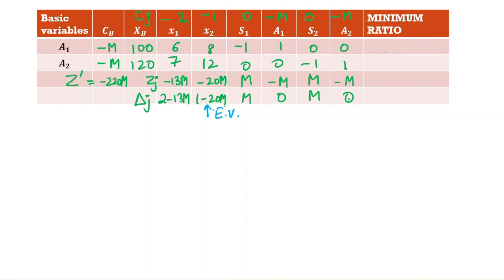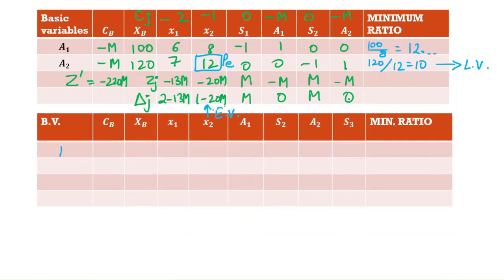Now to decide the leaving variable using the minimum ratio, it would be 100 divided by 8 and 120 divided by 12. So that's 10, and 100 divided by 8 we could quickly calculate, it would be 12 point something. So that's obviously the leaving variable. So this is our pivot element. Easily we could identify that A2 will leave and X2 will enter the basis. So A1 as it is, this is X2.